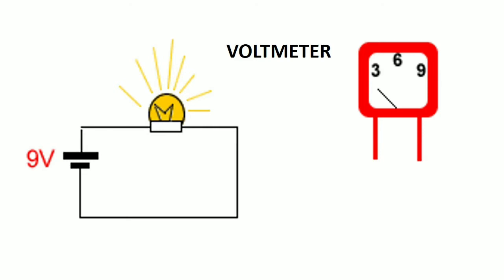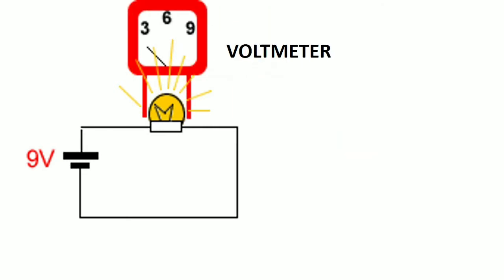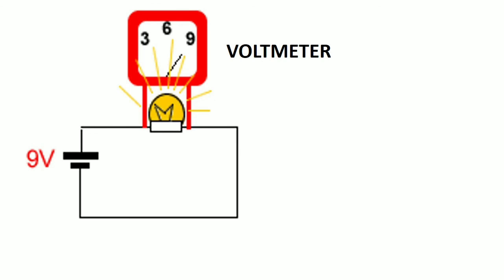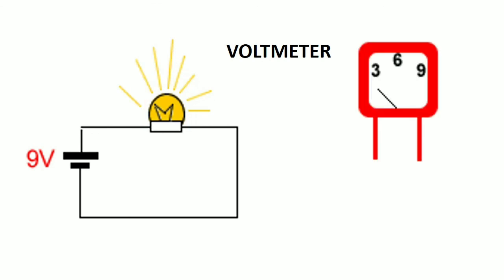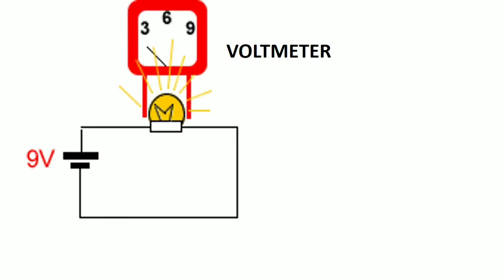The potential difference is measured by means of an instrument called the voltmeter. The voltmeter is always connected in parallel across the points between which the potential difference is to be measured.